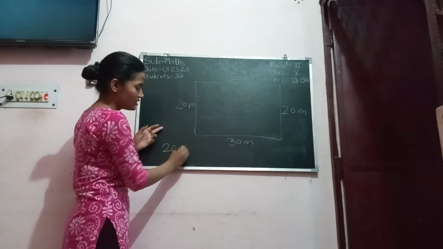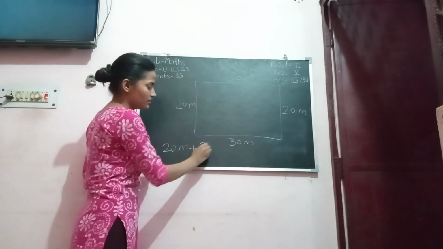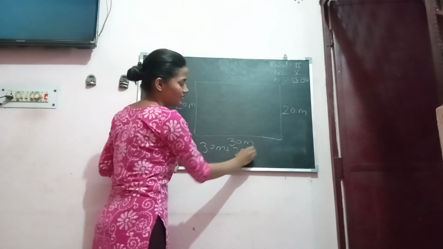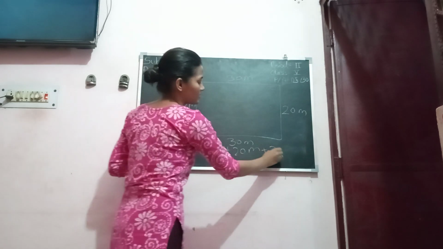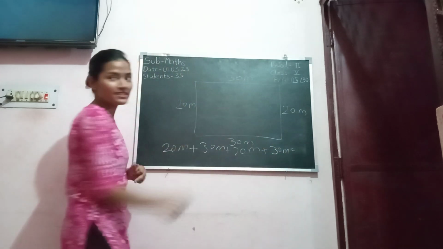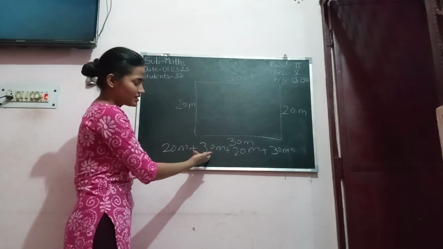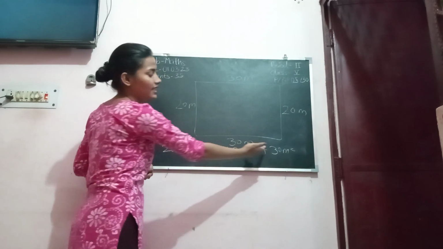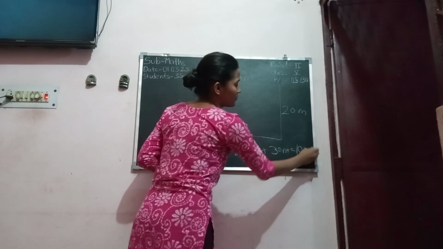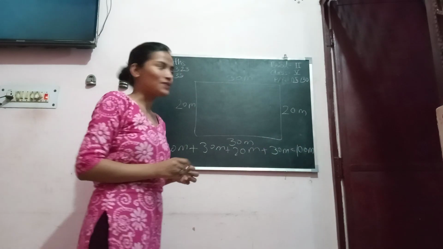This 20 meter, this 30 meter, very good. This 20 meter, good. And this 30 meter. What is the sum total of all the sides? 20 plus 30, 50, 70 and 30 is 100. Very good, Priyanka. 100 meter. Very good. Sit down.